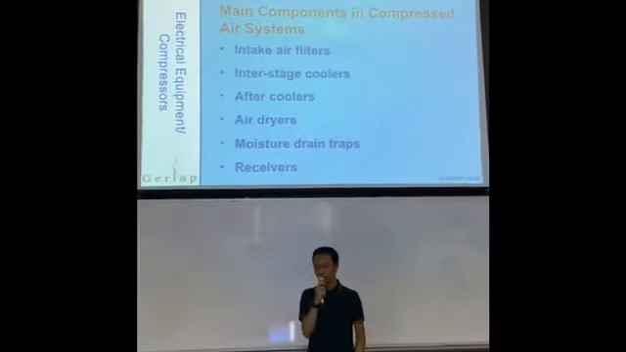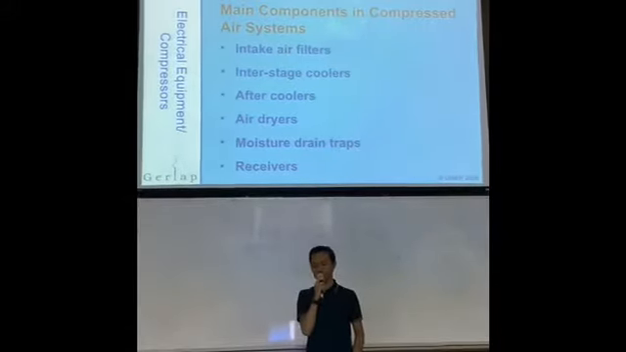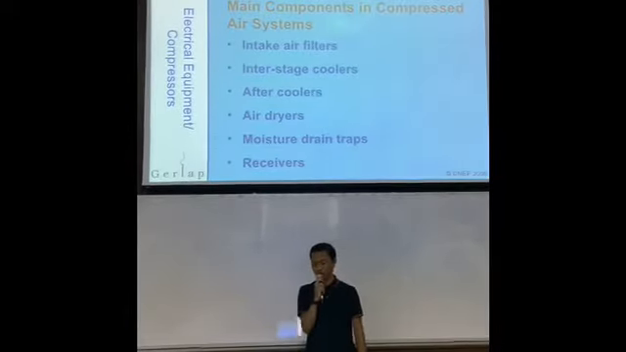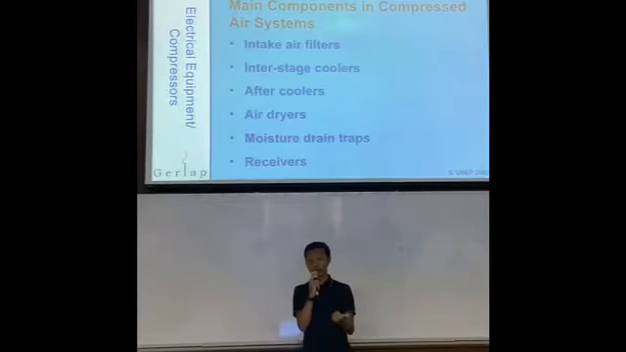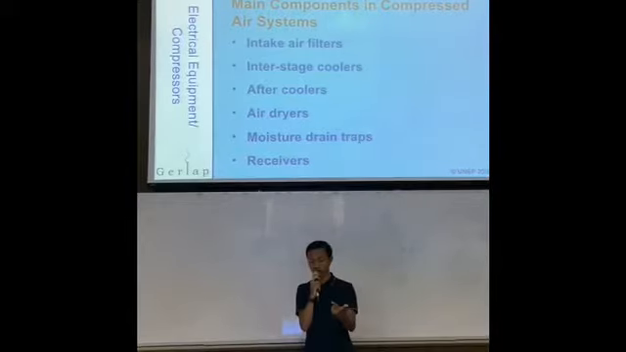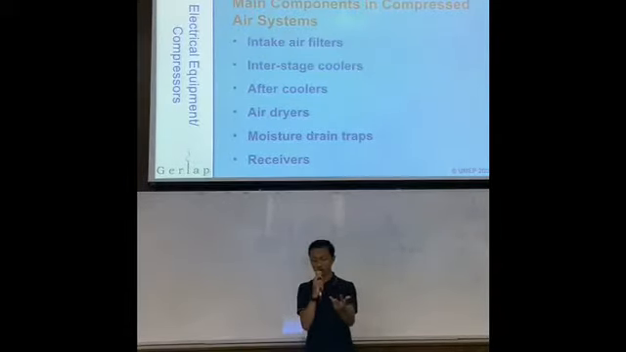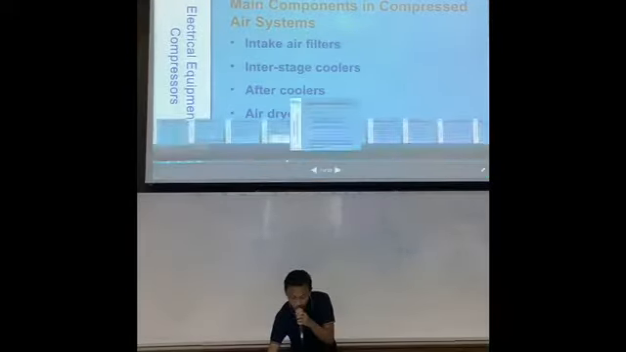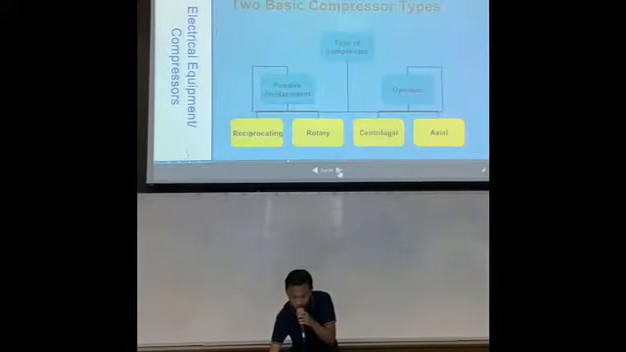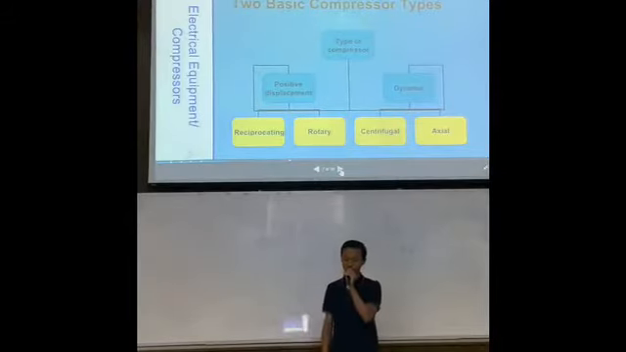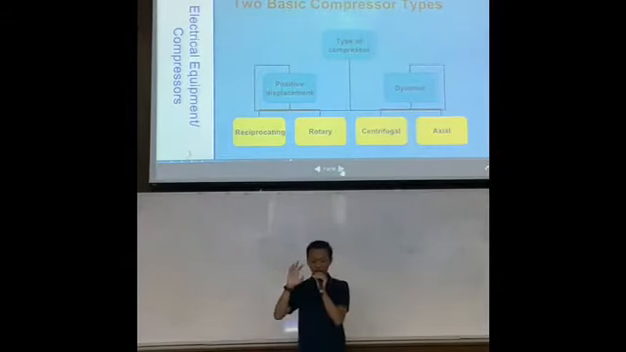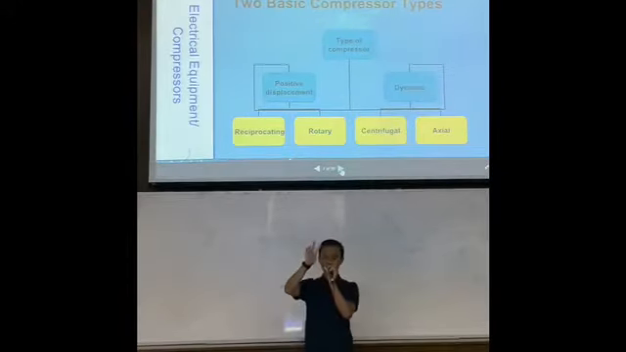Okay, we will go through it one by one. There are 6 subtopics under the components of a compressor. First we go for intake air filters, interstage coolers, after coolers, air dryers, moisture drain traps and receivers. The next is types of compressor. First, positive displacement, which is divided into 2.